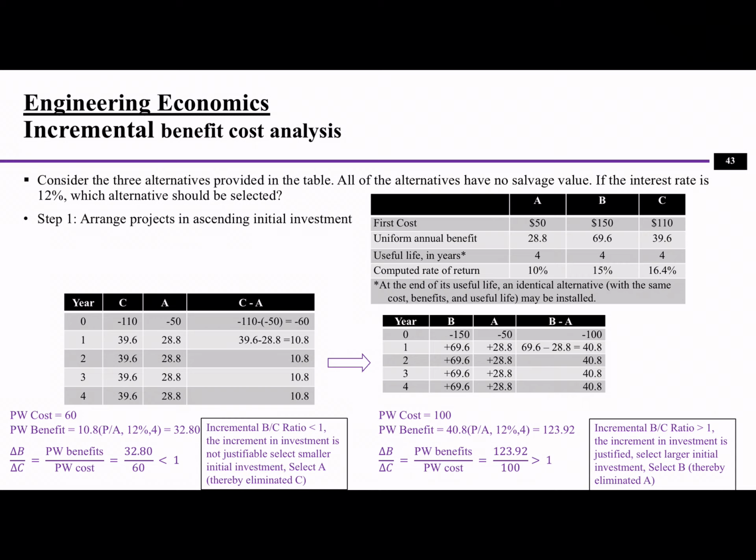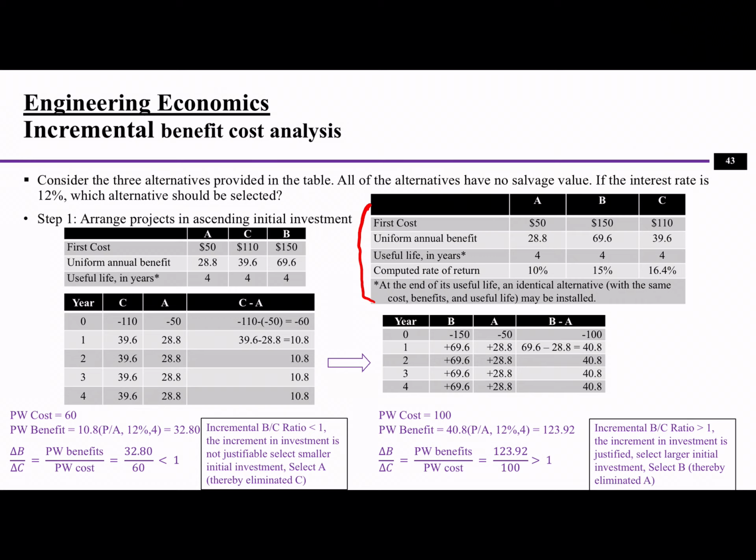We also have different setups that use absolute values minus another one. So how does it work? Let's use this example. Consider 3 alternatives provided in the table. All of the alternatives have no salvage value. If the interest rate is 12%, which alternative should be selected?